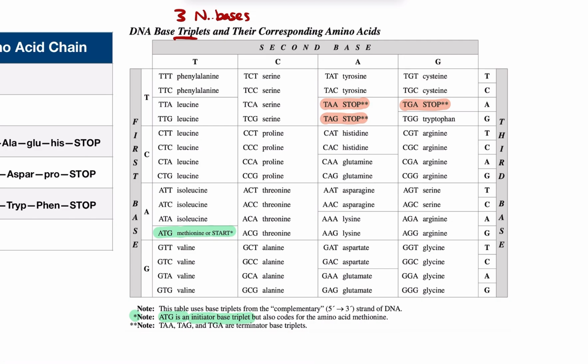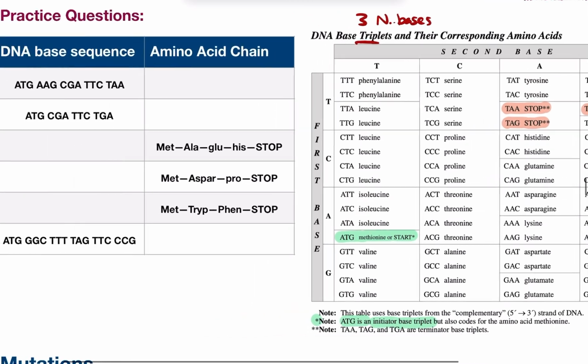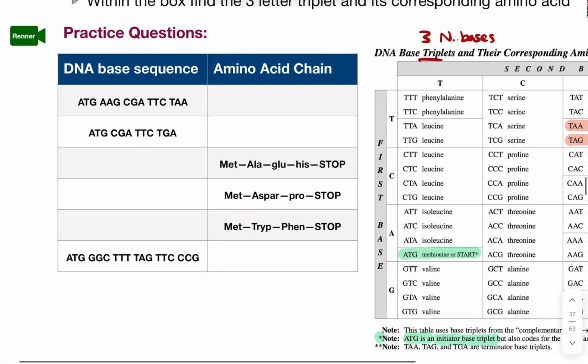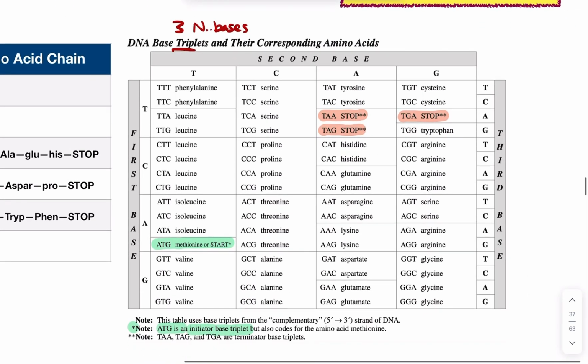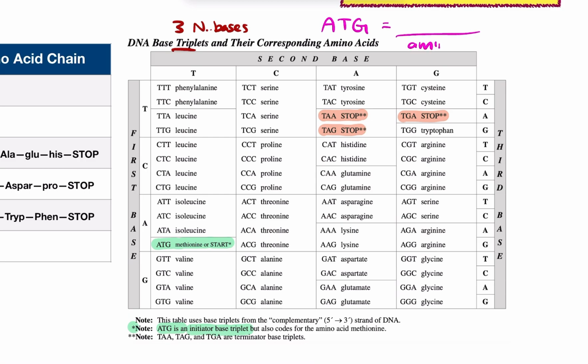Okay, so how do we use this chart? Let's say, for example, we had ATG. What does the triplet ATG code for? Which amino acid is this?